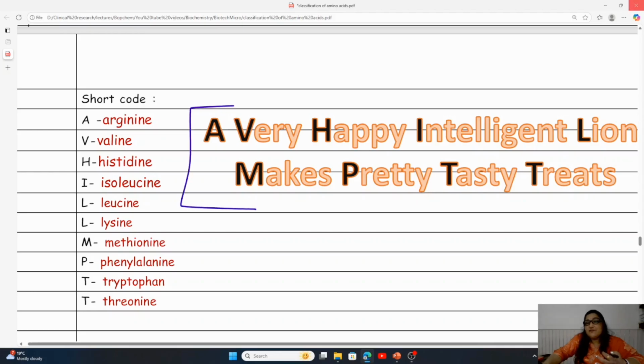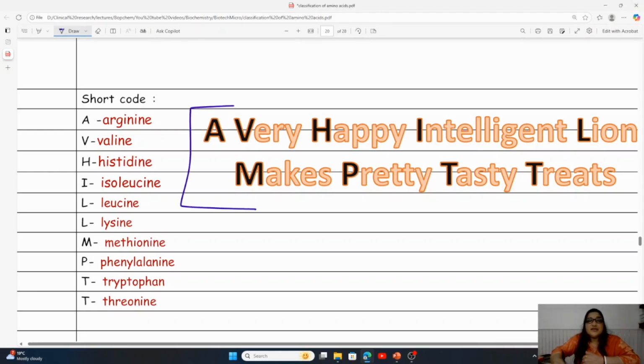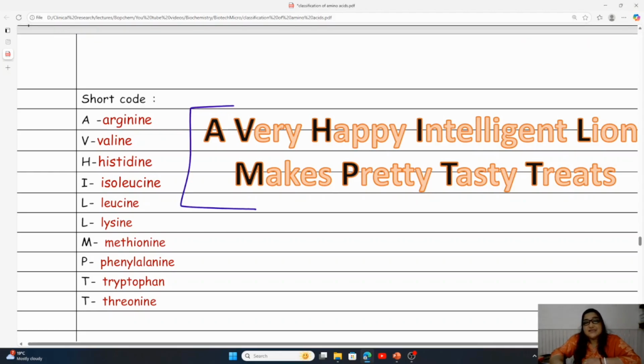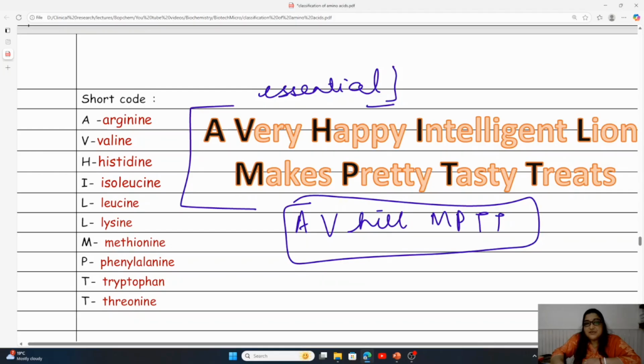So this is the trick for the non-essential and essential amino acids. And the trick goes like this: A, V, Hill, MPTT. A, V, Hill, MPTT. This is one trick and this is another trick.